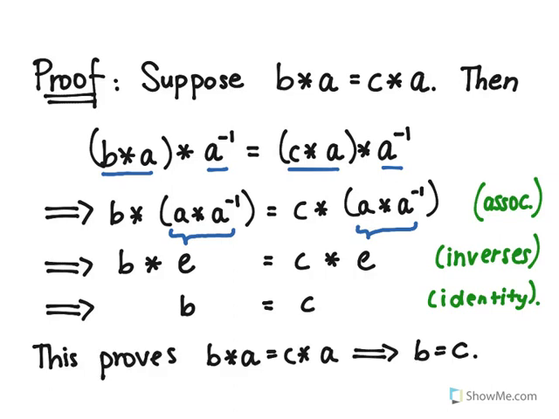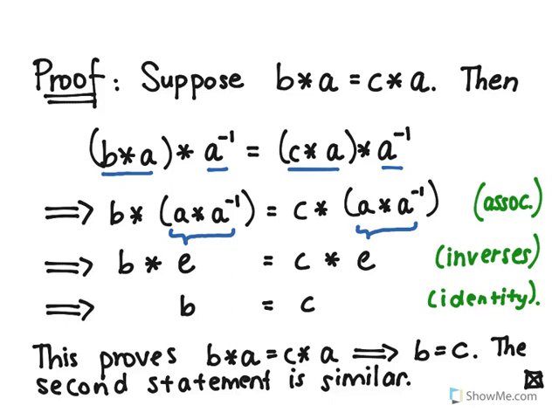So we've started by supposing B star A was equal to C star A. We concluded after some argument that B was equal to C. So that proves that first implication, that if B star A equals C star A, then B is equal to C. The second implication from that statement of the theorem has an almost identical proof, so I won't go through it here. So that's our first example of a group theory proof.